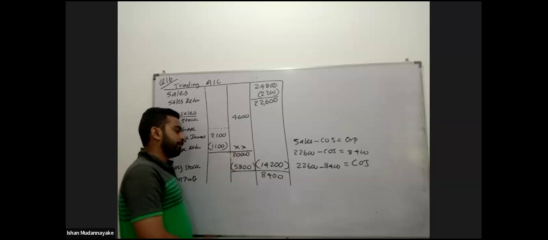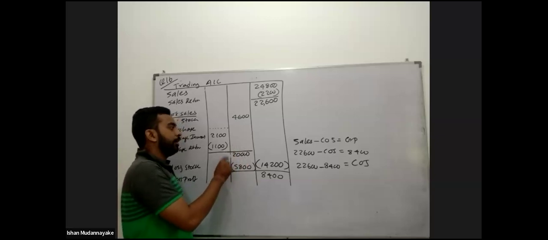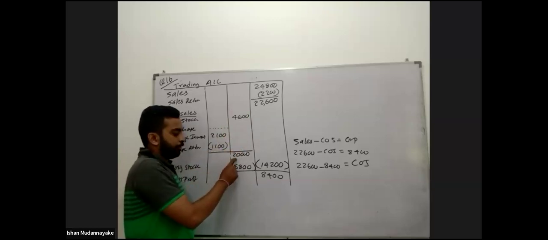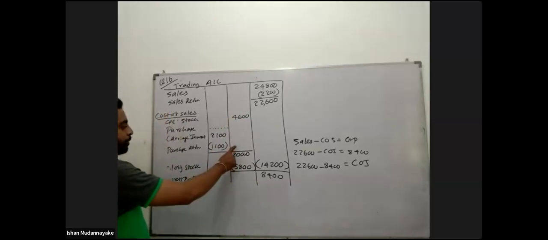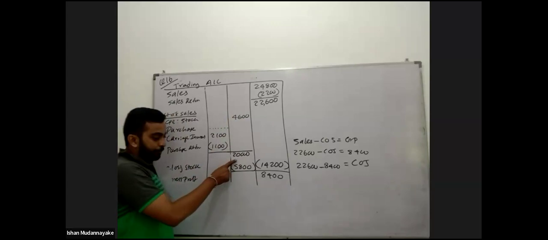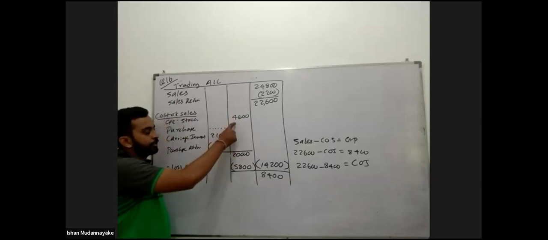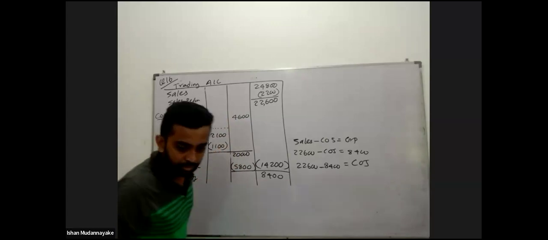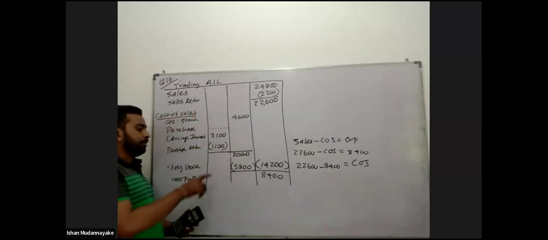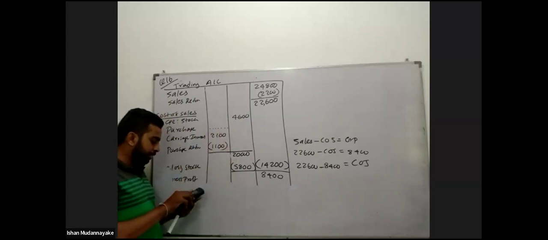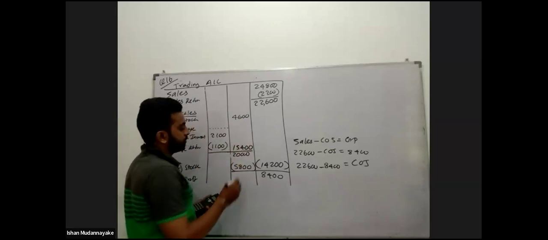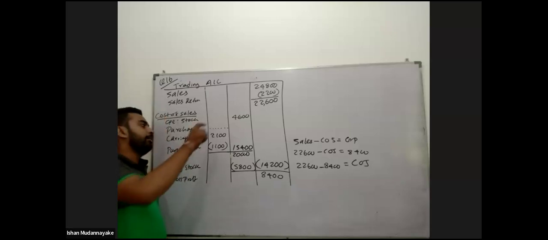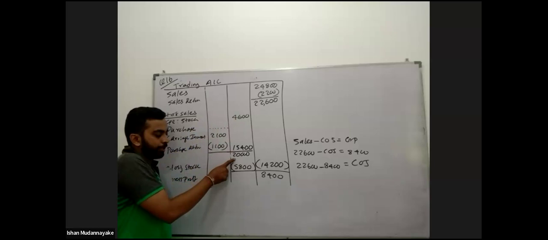Then how to calculate 20,000? Opening stock plus net purchases is 20,000. From this, you can deduct the opening stock of 4,600 to calculate net purchases. 20,000 minus 4,600, then you can calculate net purchases: 15,400. Then 4,600 plus 15,400 is 20,000.